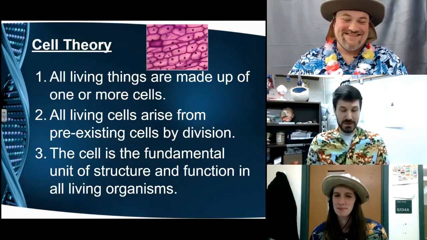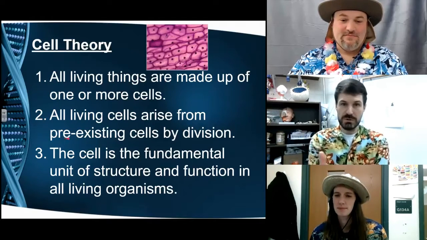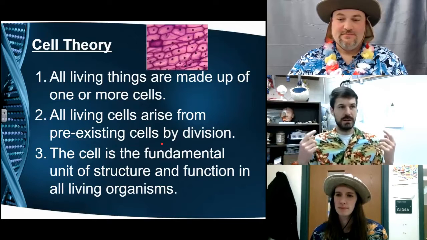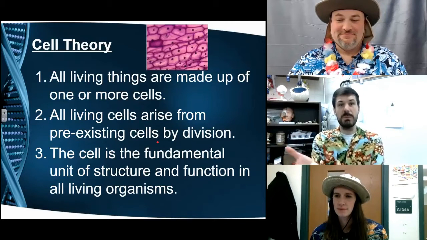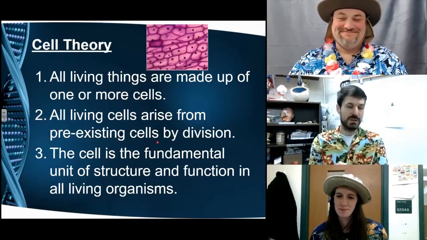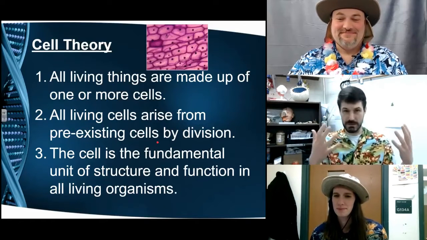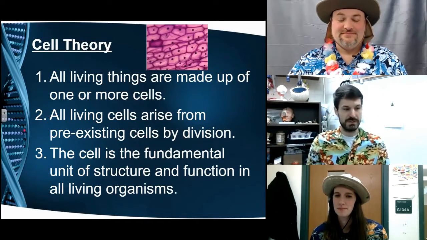So those cells, the cells that made up you, came from that original cell. Where did that original cell that was you come from? Well, you might not want to think about it too much, but it came from mom and dad. And where did those cells come from? They came from their mom and dad, and all the way back. So cells come from pre-existing cells.